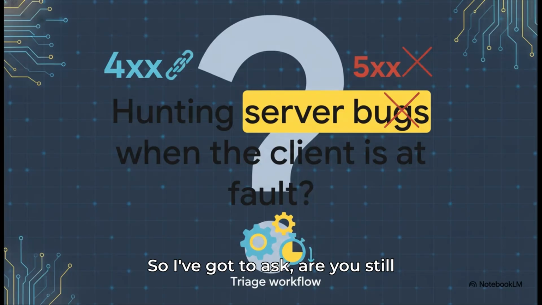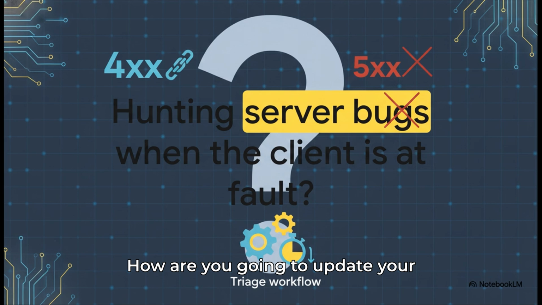So I've got to ask, are you still going to hunt for server bugs when a 4xx code is literally screaming that the client is at fault? By applying this structure, you finally stop guessing and you start actually diagnosing. How are you going to update your triage workflow today to ensure you're always chasing the right fix? Take this mental model straight into your next on-call shift and just watch your resolution times plummet.